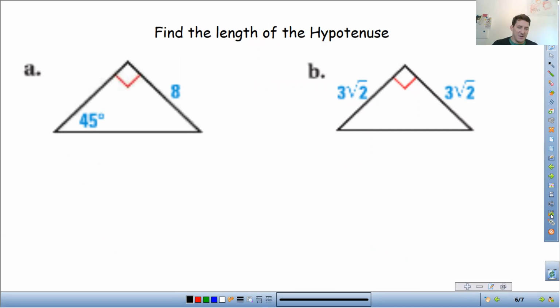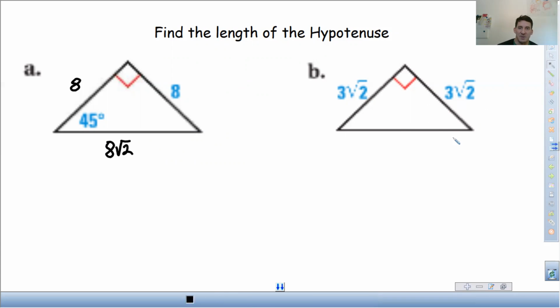Find the length of the hypotenuse. So, real simple. This is a 45, 45, 90 triangle. This side is also 8 because the sides are the same. To find the hypotenuse, you multiply the leg by the square root of 2. And it's as easy as just slapping the square root of 2 onto the side length.